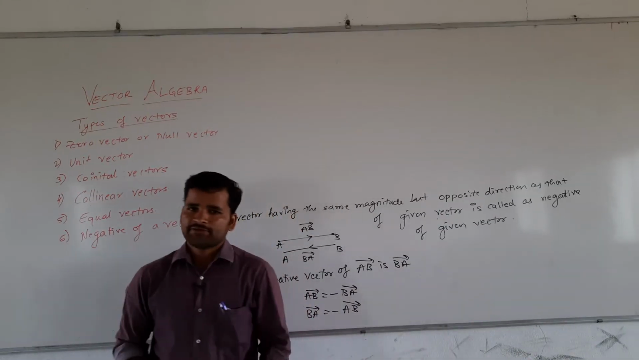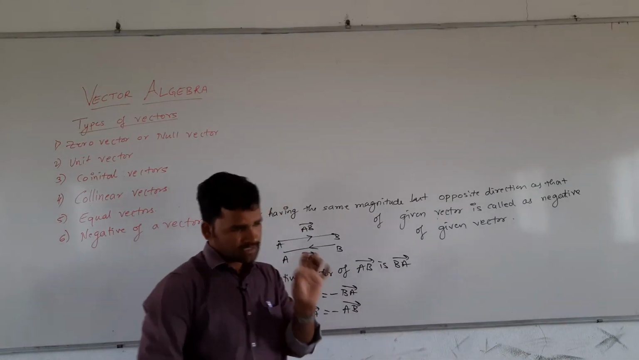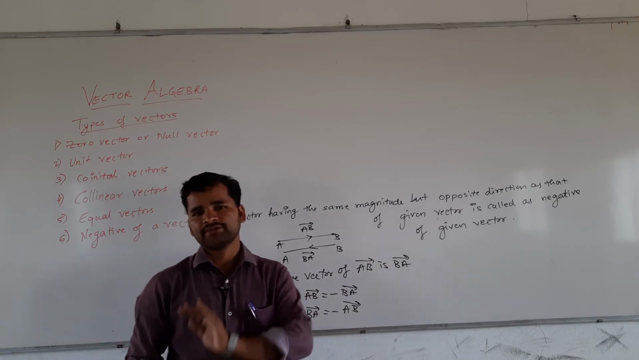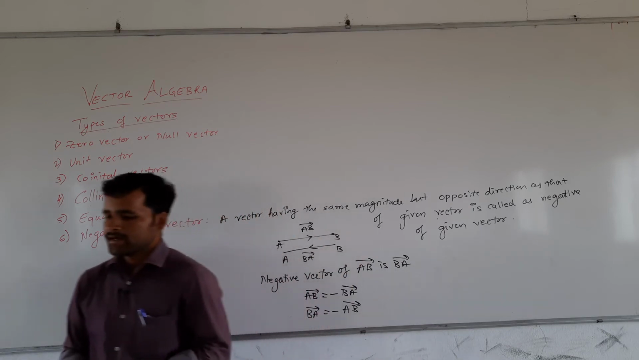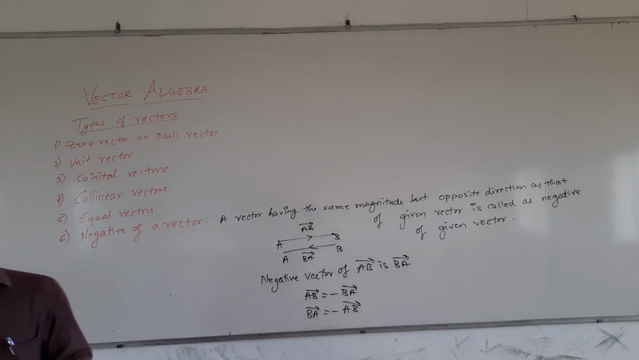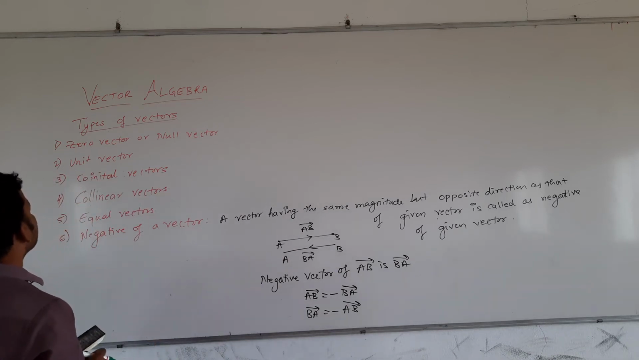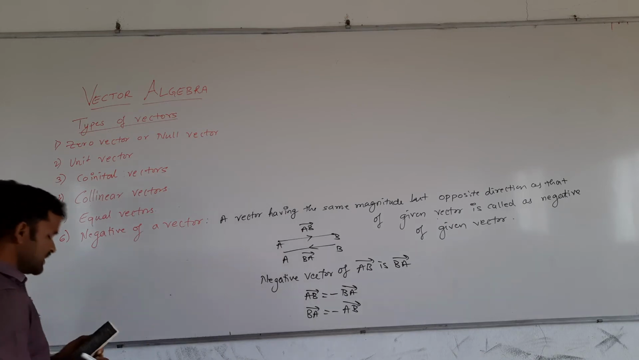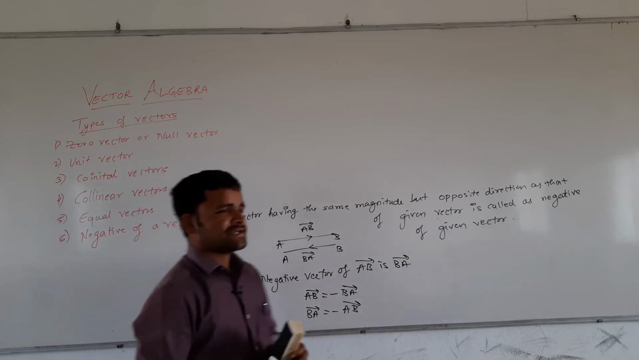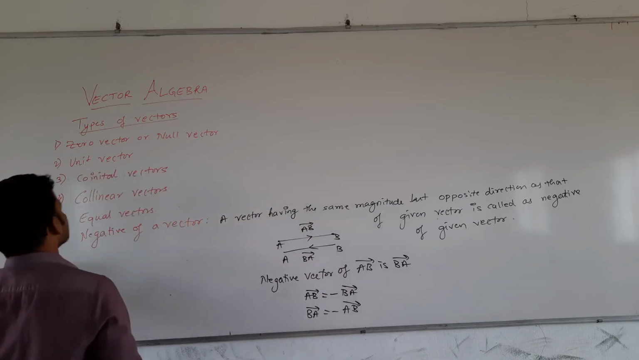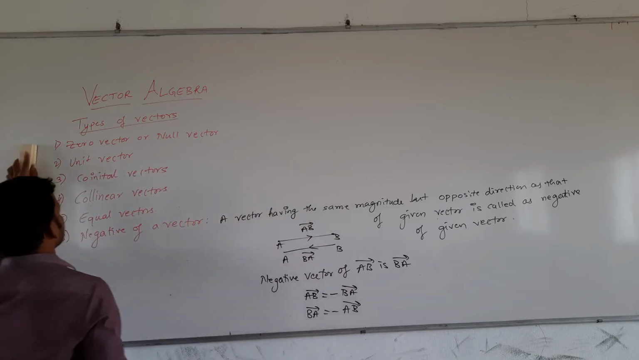Negative of a vector is defined for particular vectors. If a vector is given, for that vector we can write the negative. We can't define it in general. Okay, this is about the negative of a vector. With this we have come to know about a total of 6 types of vectors. All those are very important and those definitions are important.